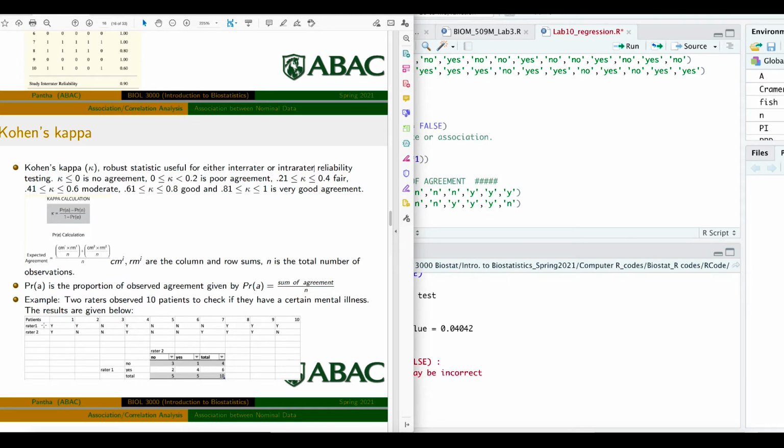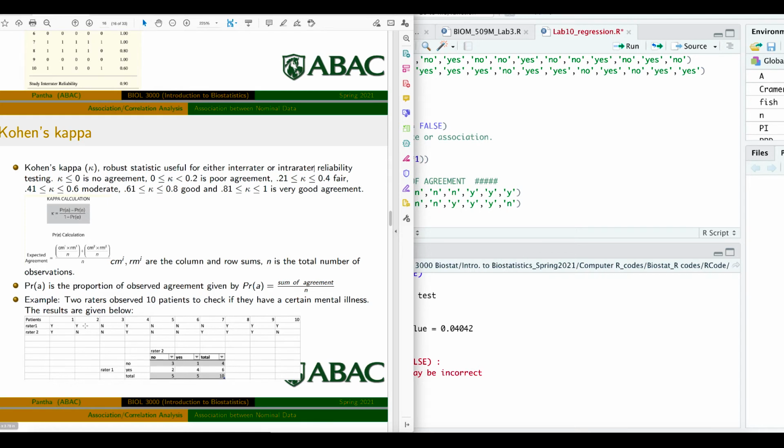For example, 2 raters observe 10 patients to check if they have a certain mental illness. The 2 observers are checking the 10 patients and want to assess for the certain mental illness. The results are given below. These are patients 1, 2, 3, 4 through 10, and rater 1 says yes, yes, no, yes for these patients. You see that for patient 1, both of them say yes, they have the mental illness.